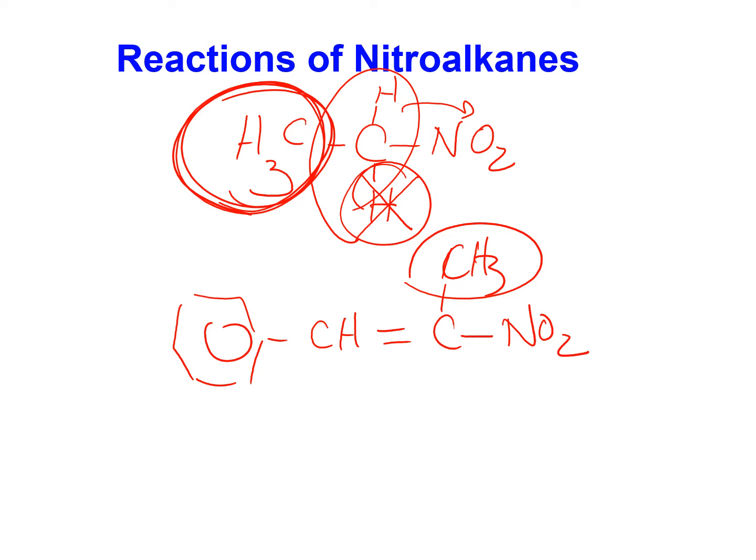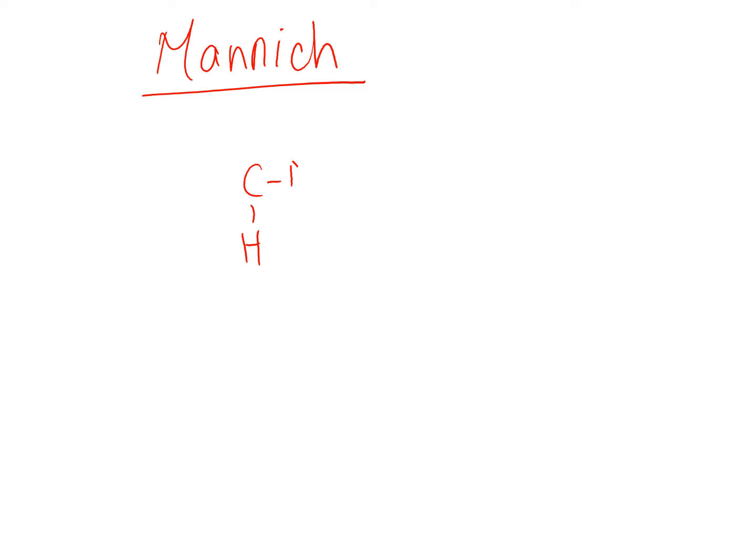The third reaction is the Mannich reaction. Again, this is a reaction of the side chain. It deals with alpha acidic hydrogen. As we mentioned, the hydrogen on the carbon directly attached to the nitro group is an acidic hydrogen, so it can be replaced and it can be abstracted, leaving a negative charge on this carbon. In case of Mannich, you start with the formaldehyde.